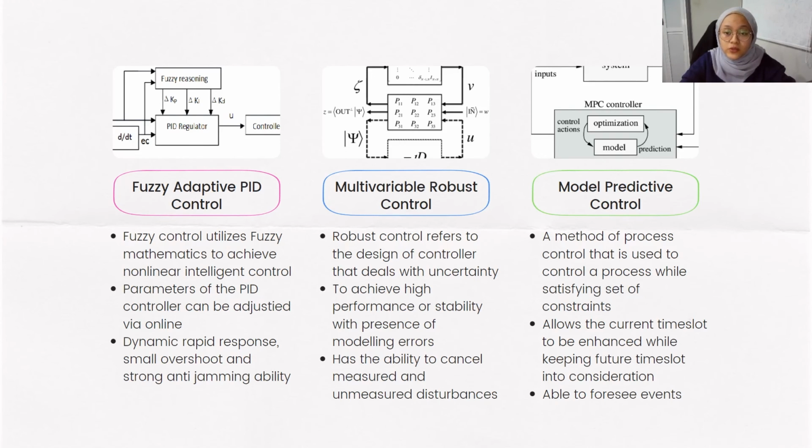Lastly, model predictive control is a method that controls a process while satisfying a set of constraints. It allows the current time slot to be enhanced while keeping future time slots into consideration. This controller can also foresee future events, which is very ideal in controlling DO concentration.